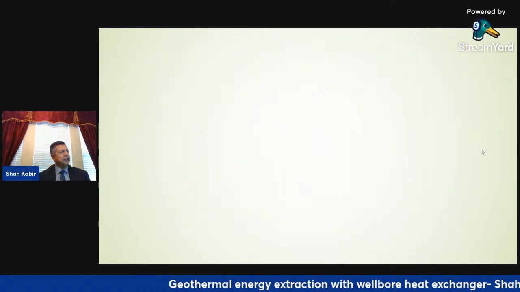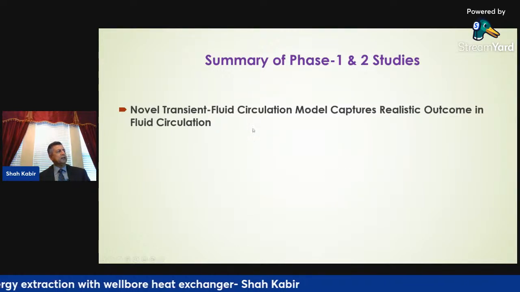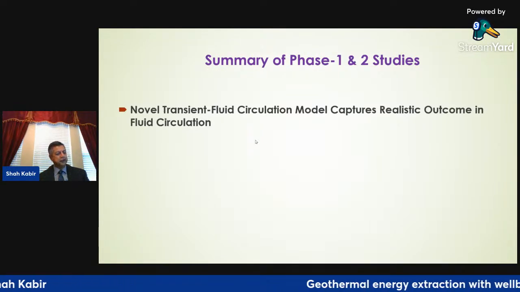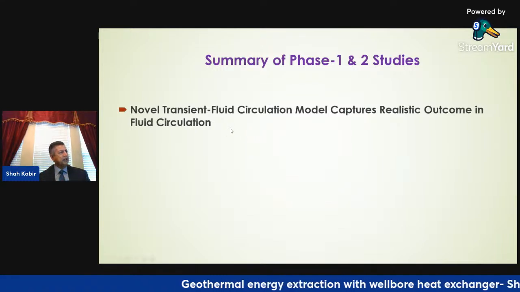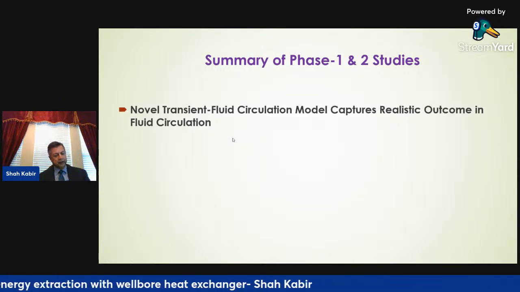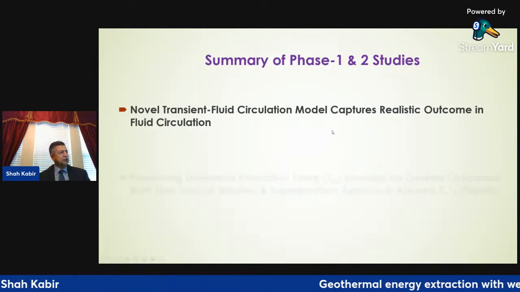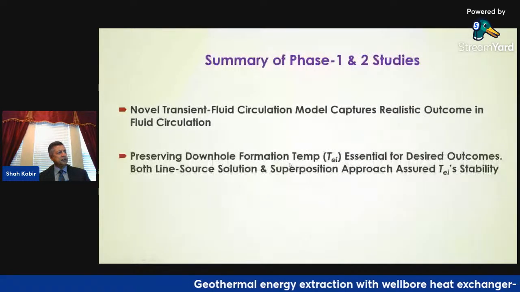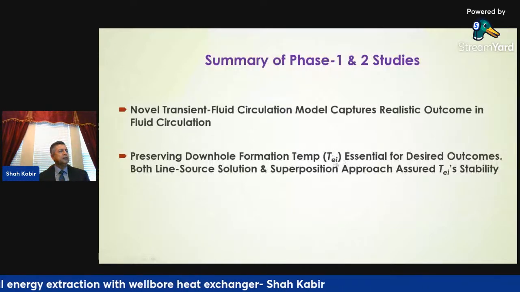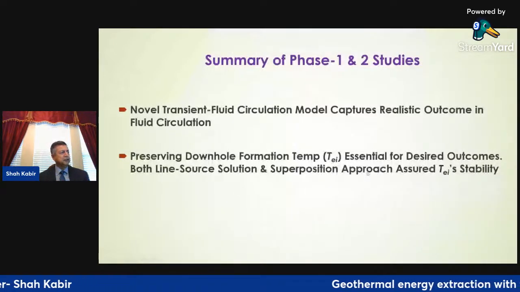So with that, let me try to summarize what we did. We came up with transient fluid circulation models with different degrees of complexity and model formulation. And we find that they're quite flexible in providing the outcome of fluid circulation studies. And the key lesson that we learned is that preserving the initial geothermal gradient or formation temperature is absolutely essential.